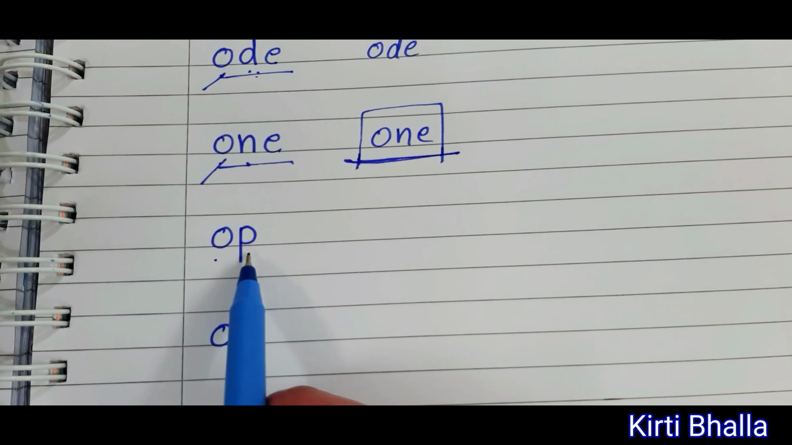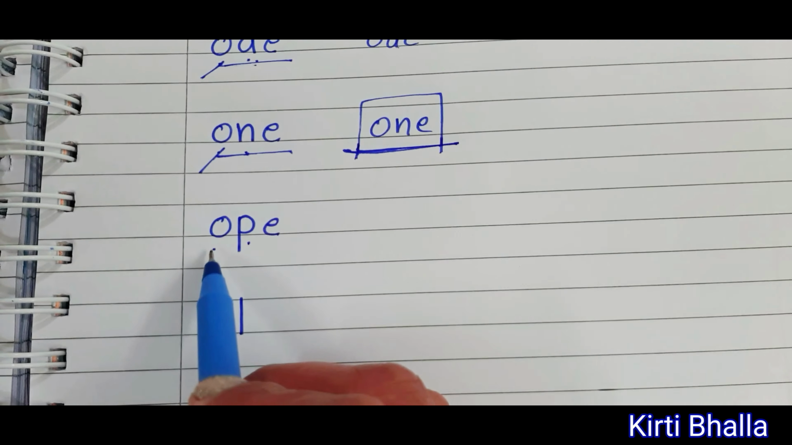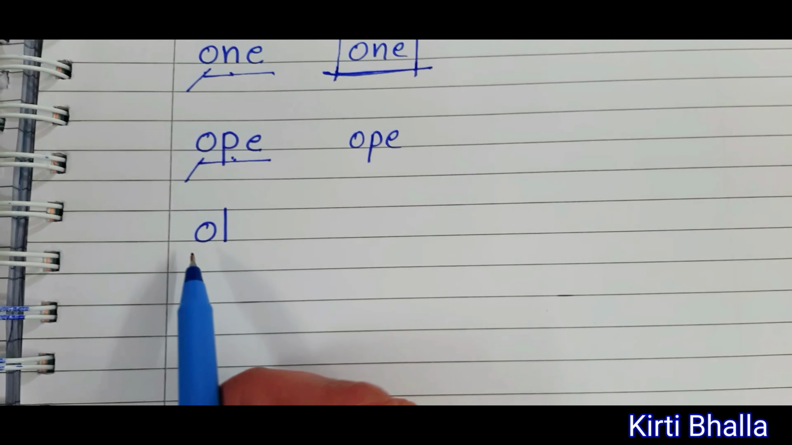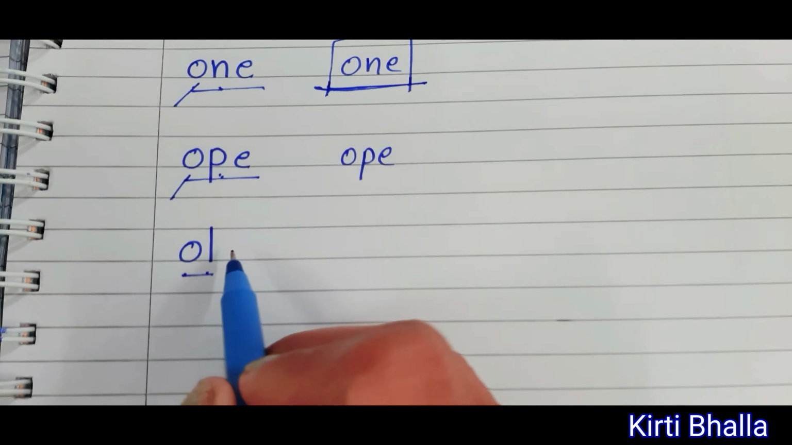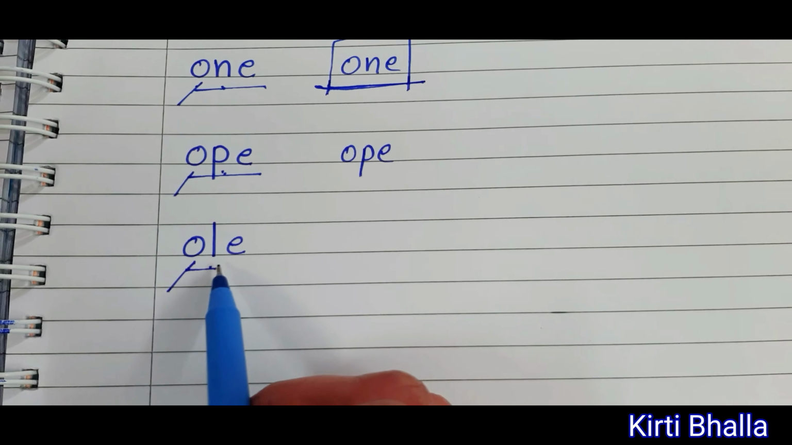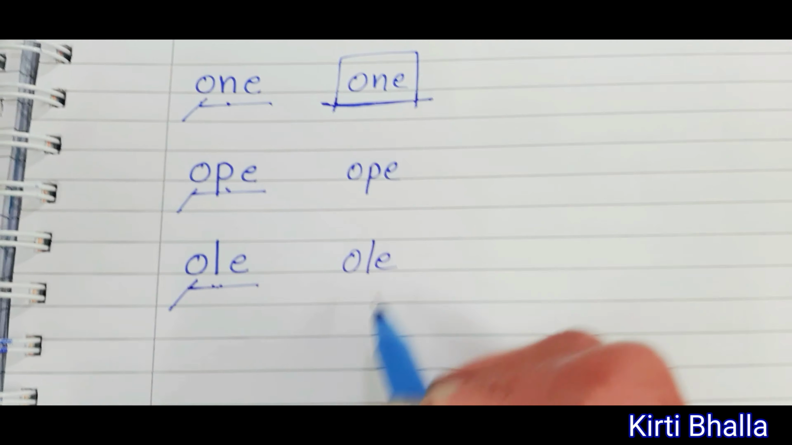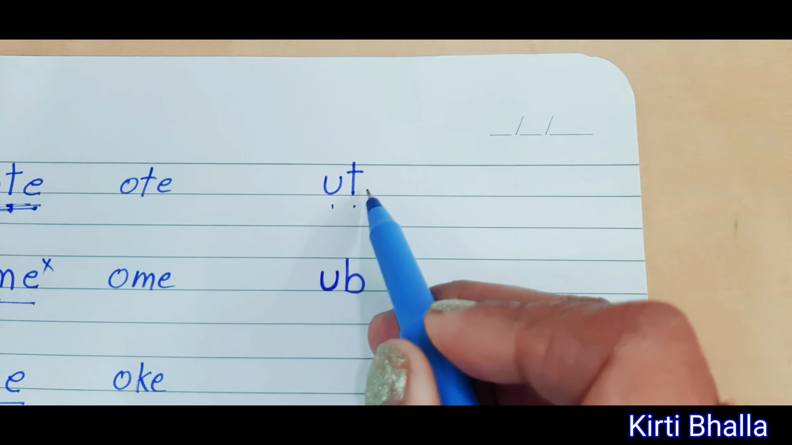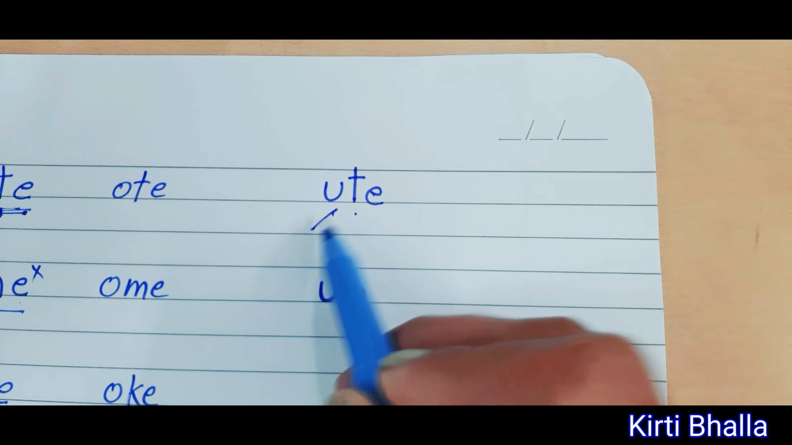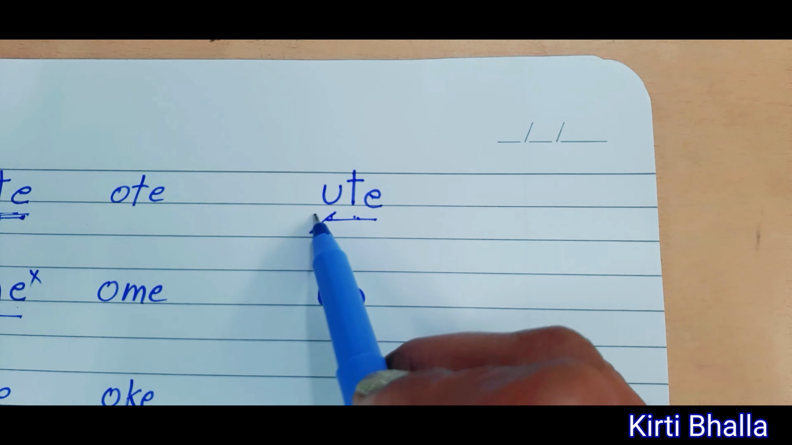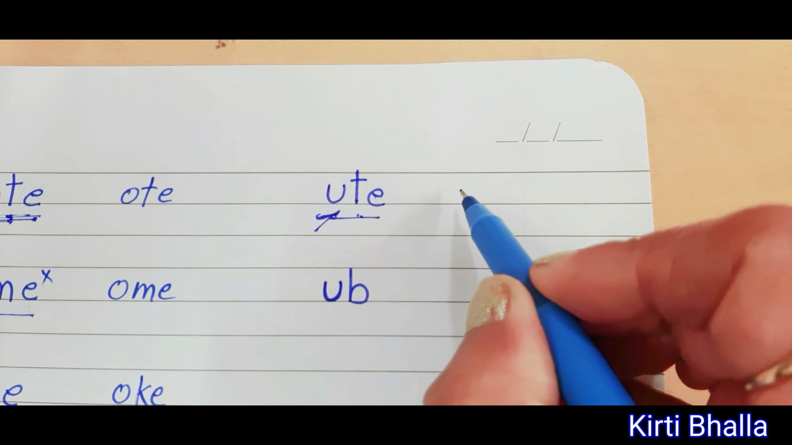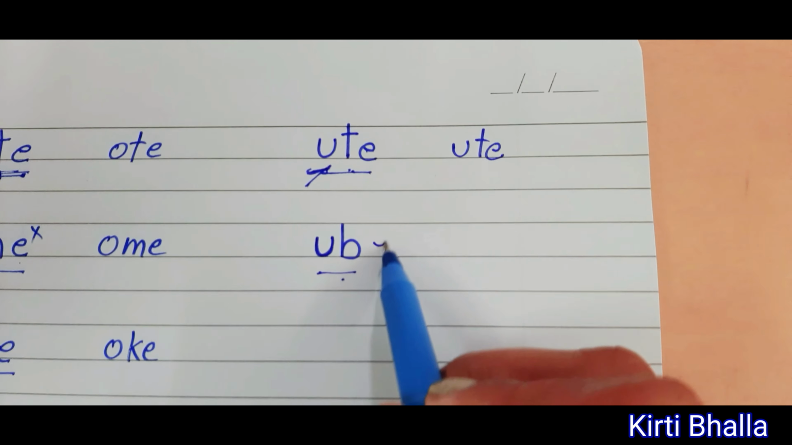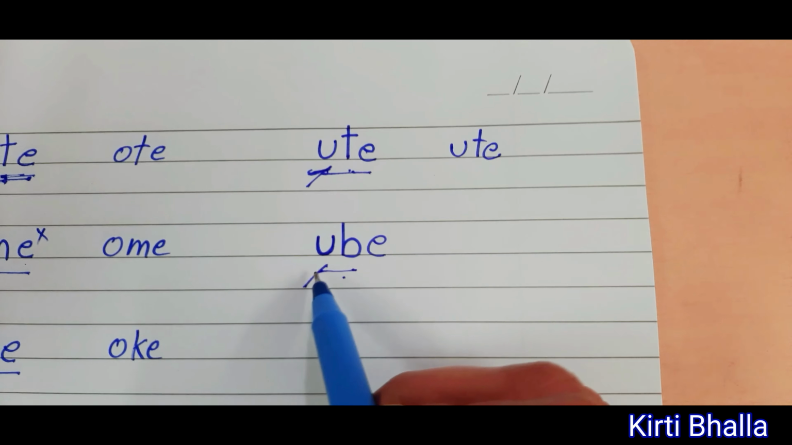Next, op, op. If I write E here, it becomes O, P, ope. Next, O, L, ol. If I write E here, it becomes O, L, ole. Next, U, T, ut. And if I write E here, it becomes U, T, ute. You remember, even U is also a friend of E. So it becomes ute. U, b, ub. And if I write E here, it becomes U, b, ube.